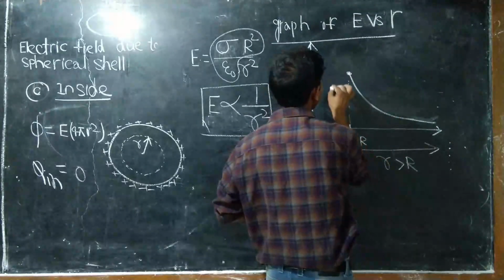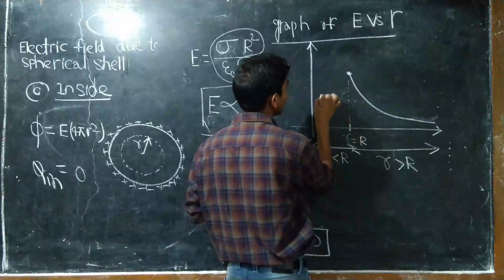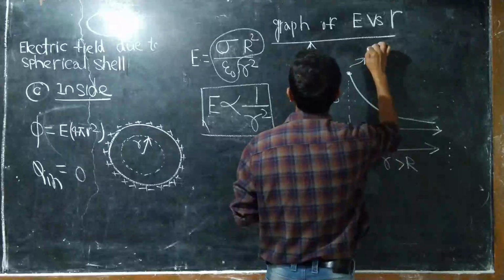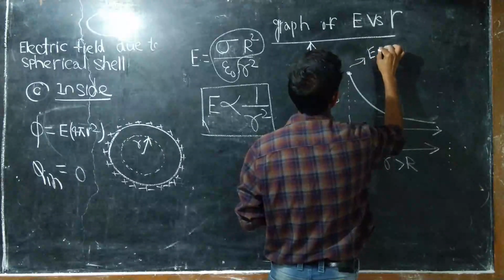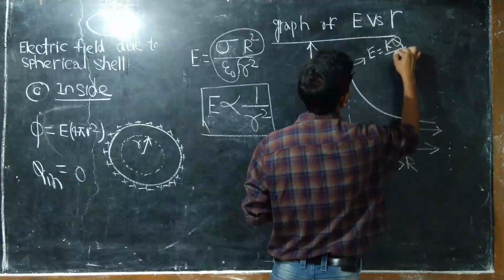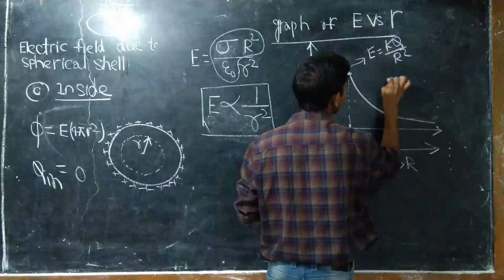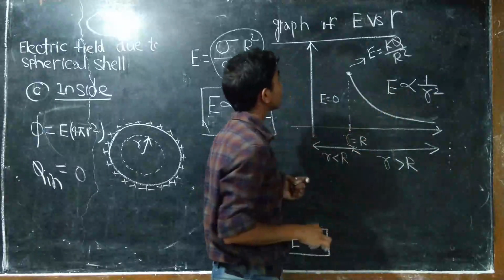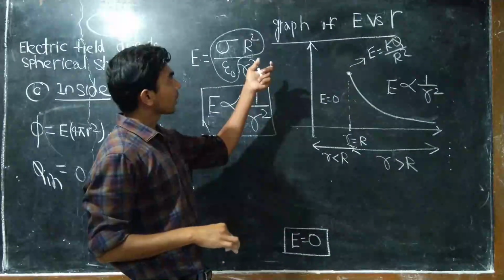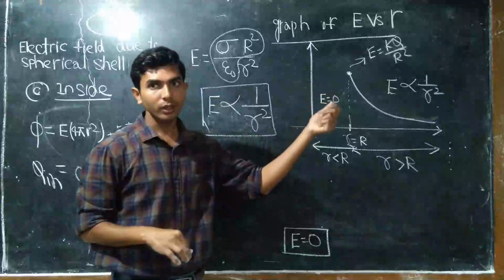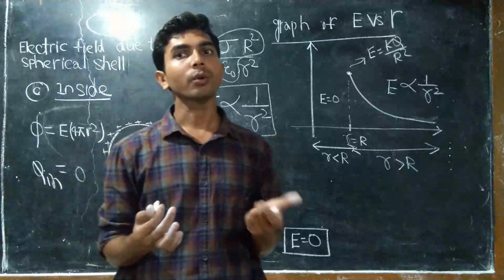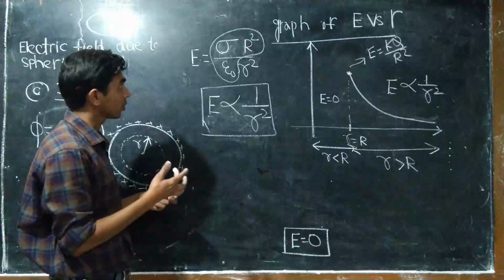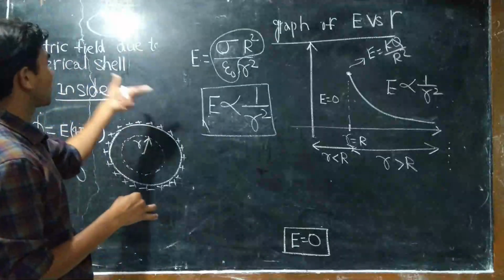So the graph will look somehow like this. In this region electric field is 0. At this point electric field is constant, and that constant is KQ by R square. In this region electric field varies inversely proportional to r square. So this is your graph of E versus R, where R is the distance of a point from the center of the spherical cell. This is all about the electric field due to a spherical cell.